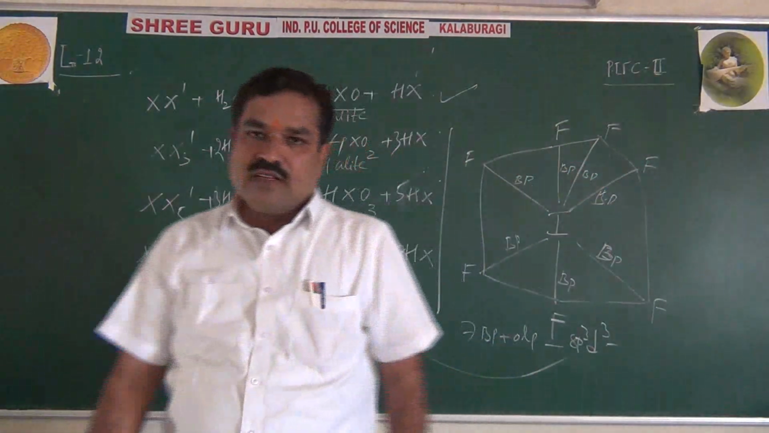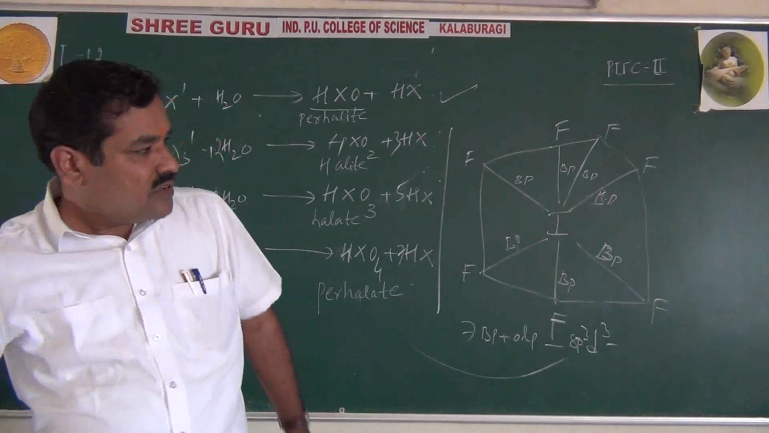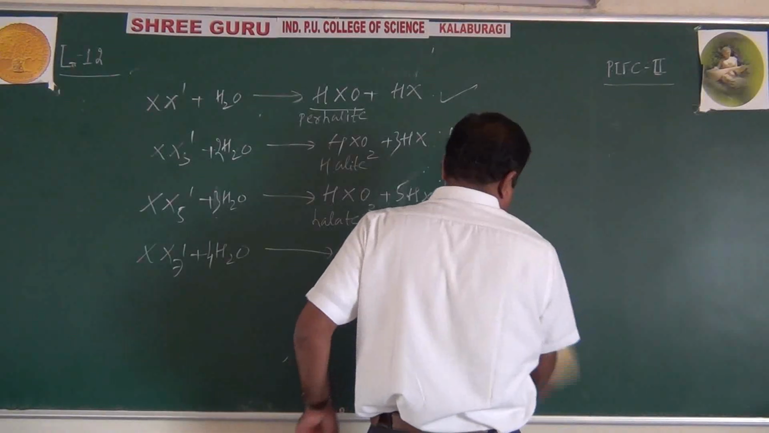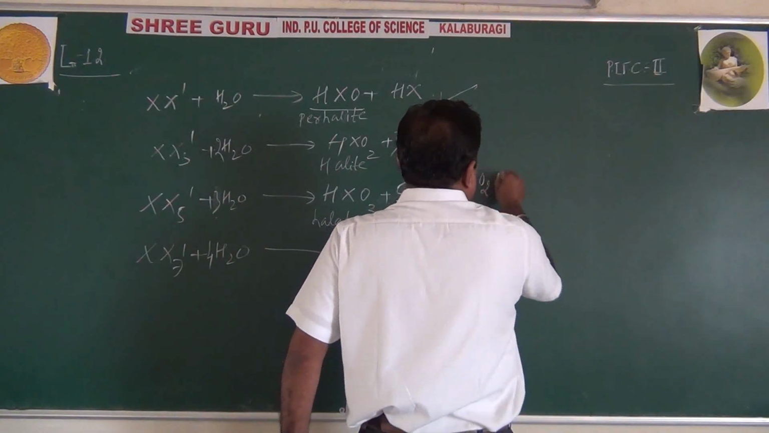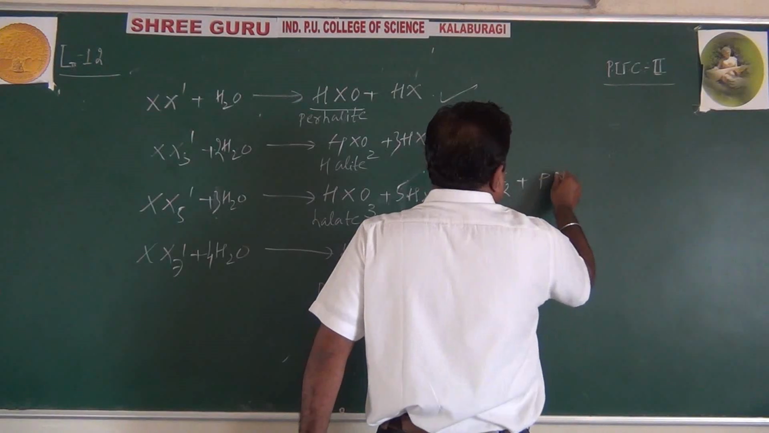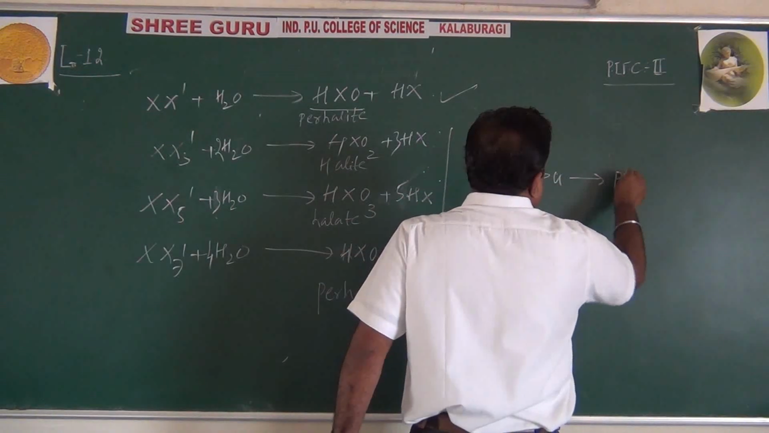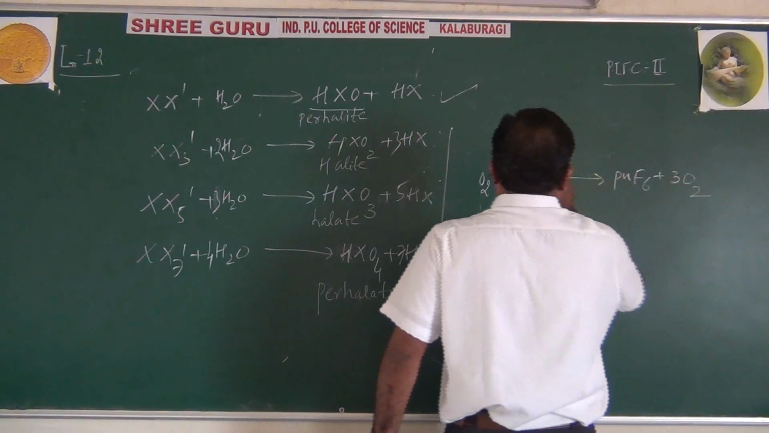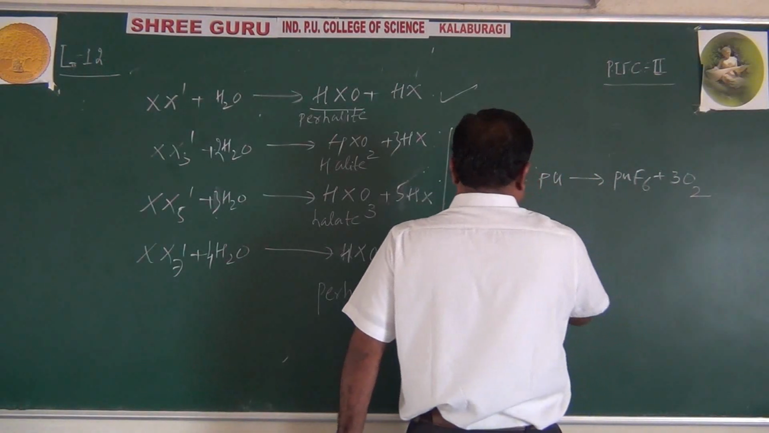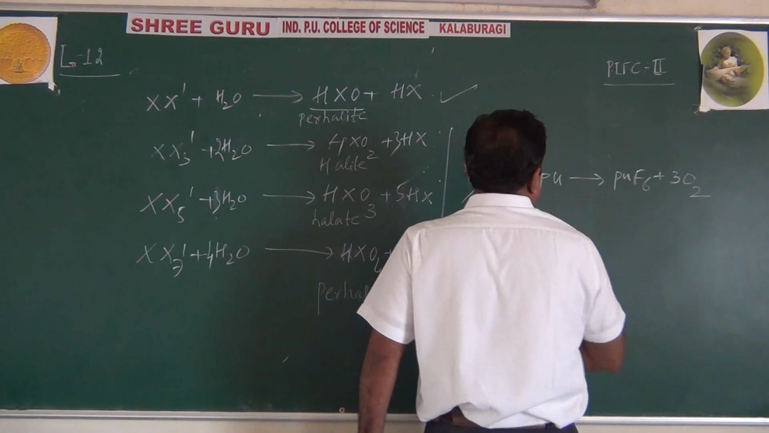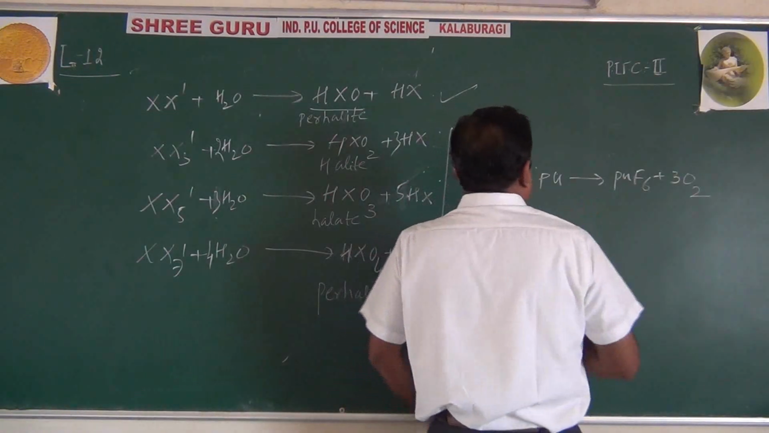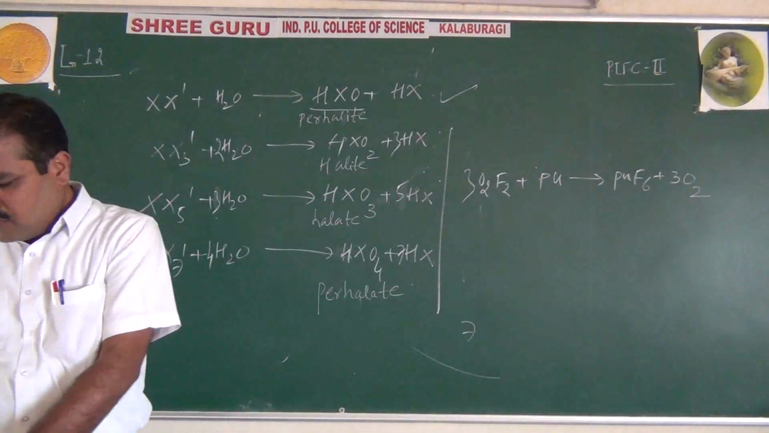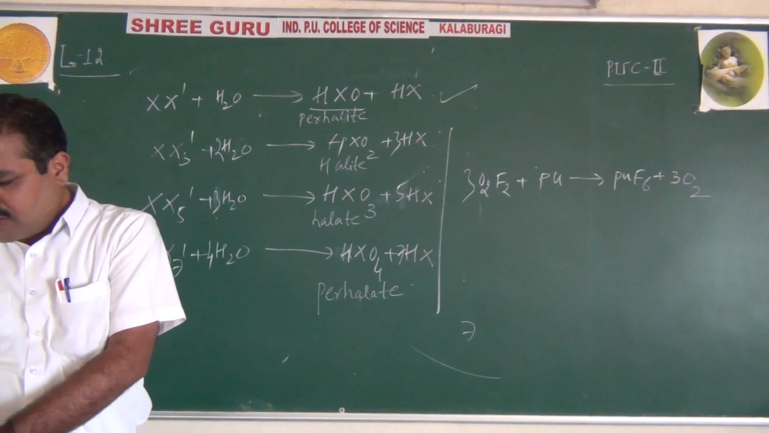And last, these interhalogen compounds are used to enrich, in the form of dioxygen difluoride. I told you, they are fluorinating agents, and dioxygen difluoride, especially O2F2, with plutonium forms plutonium hexafluoride, PuF6, and O2. That is used in the enrichment of spent nuclear waste from uranium, that is plutonium.